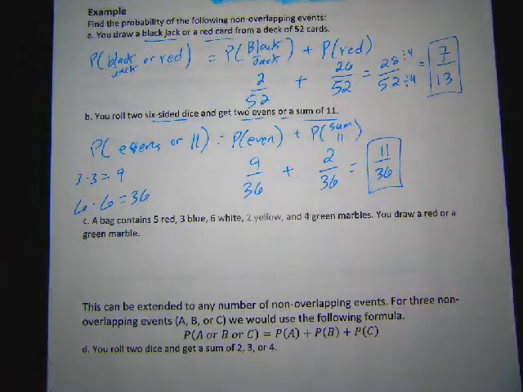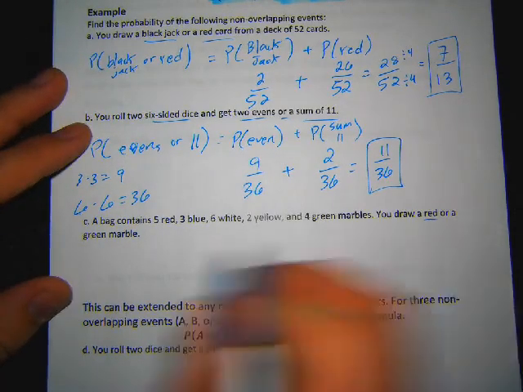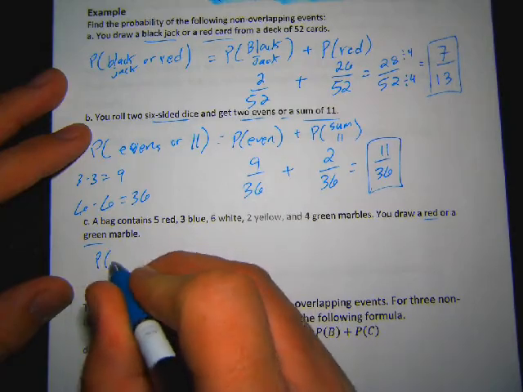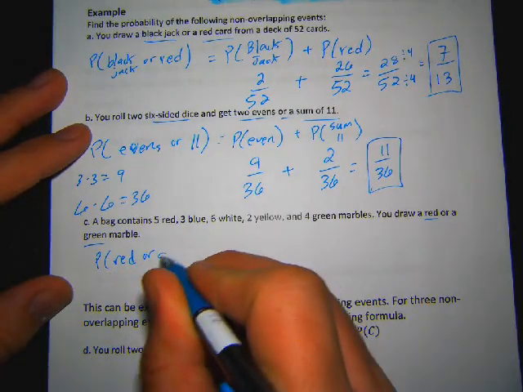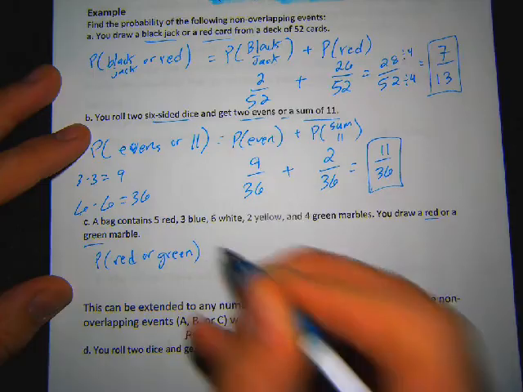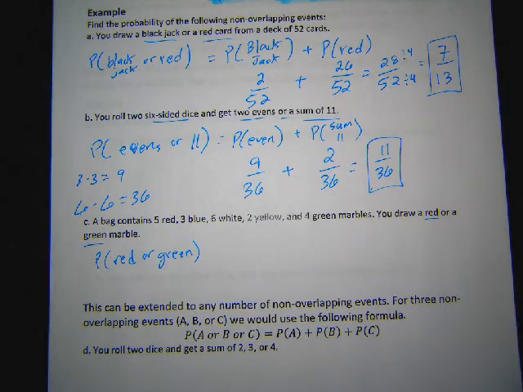A bag contains 5 red, 3 blue, 6 white, 2 yellow, and 4 green marbles. You draw a red or green marble. So looking for red or green. So probability of getting a red or a green. Again, these are all either or, saying I'm drawing one marble. I'm looking for either red or green. I don't care which of those two colors it is. It could be red or green. Either one would be good. And just look for one of those two colors, red or green.